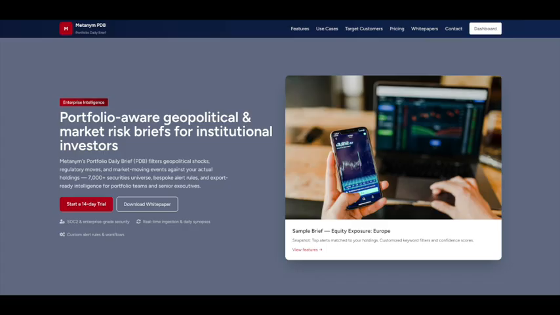Having concluded the presentation on Metanym, the company, let's now turn our attention towards the Metanym Platform. As you can see here, we have our public welcome page for Metanym, positioning ourselves as a qualitative portfolio risk manager, with portfolio-aware geopolitical and market risk briefs for institutional investors.